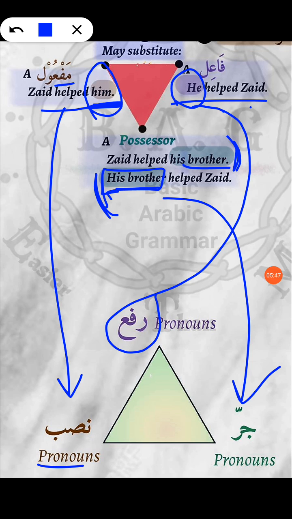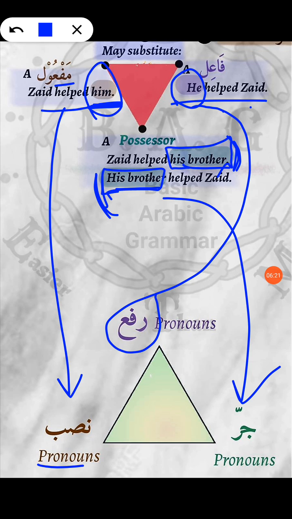Okay, you're not going to say "he brother helped Zed." Nope, that would be wrong. Or "we brother helped Zed." That would be wrong. Or "he brother helped Zed." That would be wrong. It has to be "his brother helped Zed." Or "Zed helped him brother." That would be wrong. And similarly, "Zed helped he brother." Once again, wrong.